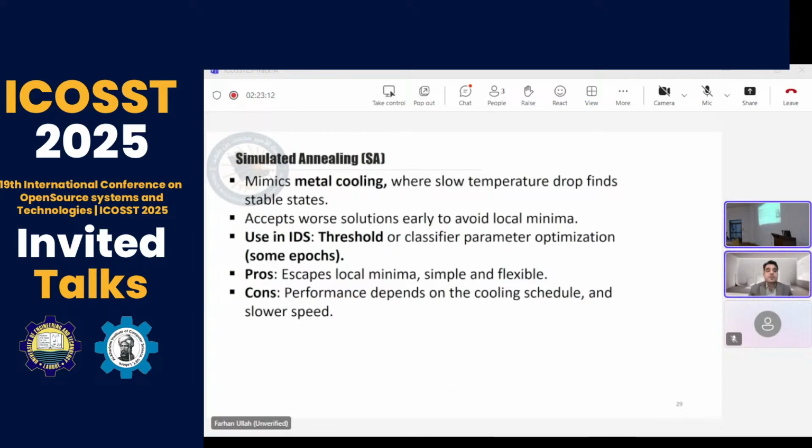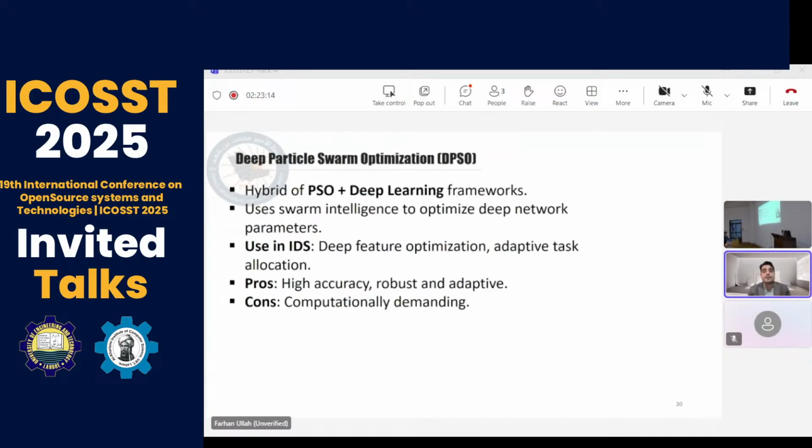Okay, thank you. Now another is deep swarm optimization. Basically, we are using swarm with deep learning. We can use swarm with deep learning to deal with optimization problems in cybersecurity.